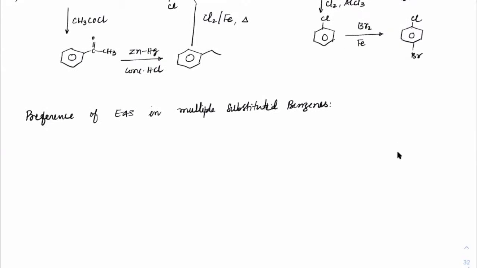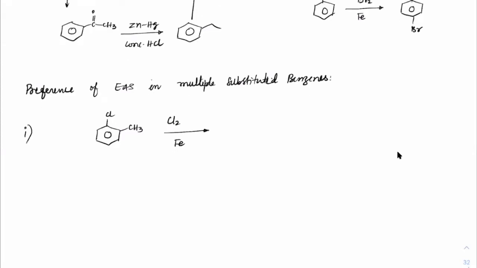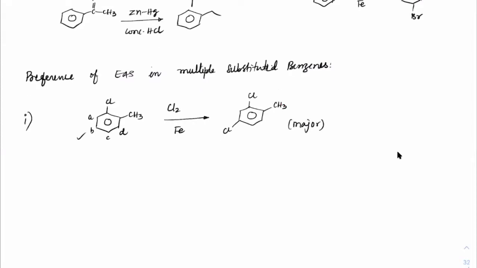Right. First, suppose we already have chlorine here and CH3 here, and I have Cl2 and Fe. I have to do EAS. So I have all these positions open, A, B, C, D. So tell me, where does it go? Because B is coming as the para position for CH3, and CH3 is relatively strongly donating than chlorine. So it would prefer to go at position B here. This will be the major product. So I guess all of you understood this point.